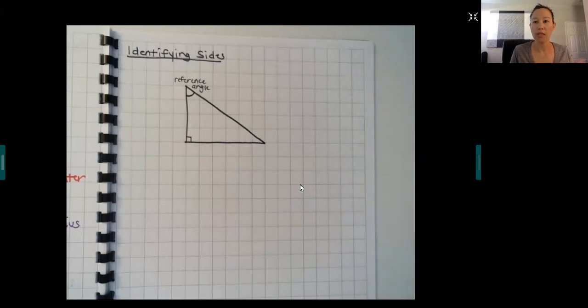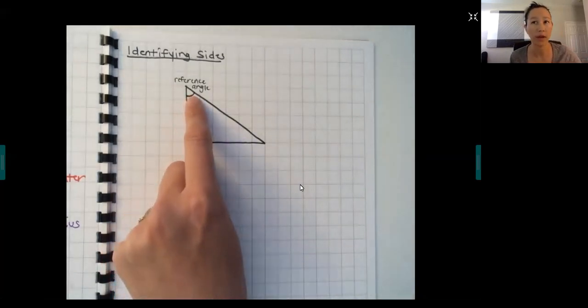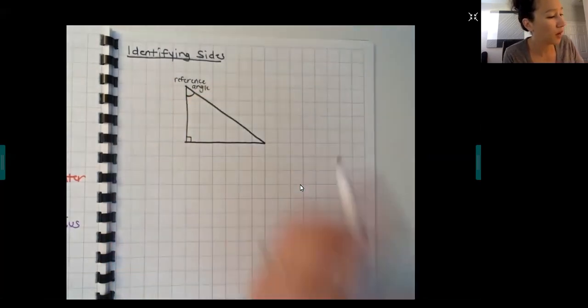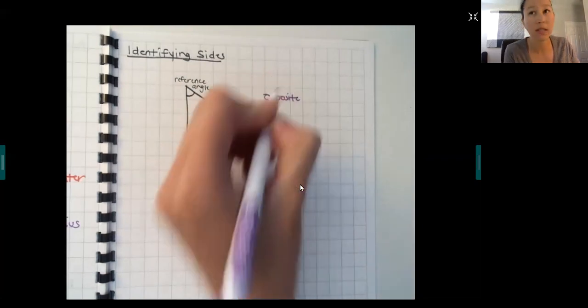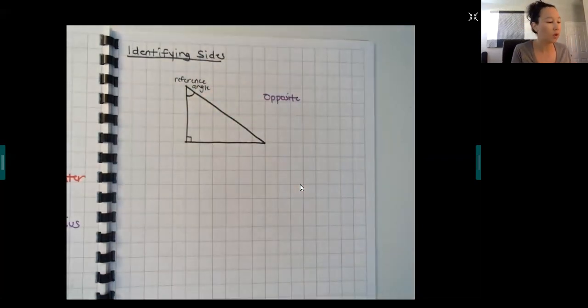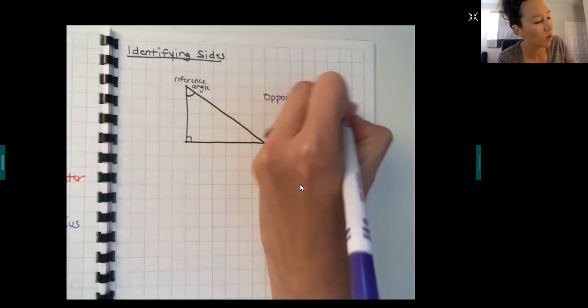Okay, so the sides are going to be labeled depending on which angle is the reference angle. In this case, we are going to be labeling the sides using this angle. This is our reference angle. So the first one we're going to do is the opposite side. The opposite is pretty much exactly how it sounds. It's the side opposite from the angle. Another word would be across from the angle.